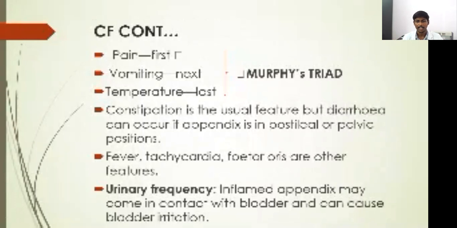And coming on to Murphy's triad, it is the sequence in which the symptoms occur. First the pain occurs, next comes the vomiting, and next comes the increase in body temperature. Constipation is the usual feature, but diarrhea can occur if the appendix is in a post-ileal or pelvic position. Other features include fever, tachycardia, and fetor oris. Urinary frequency may occur: if an inflamed appendix comes in contact with the bladder, it can cause bladder irritation.